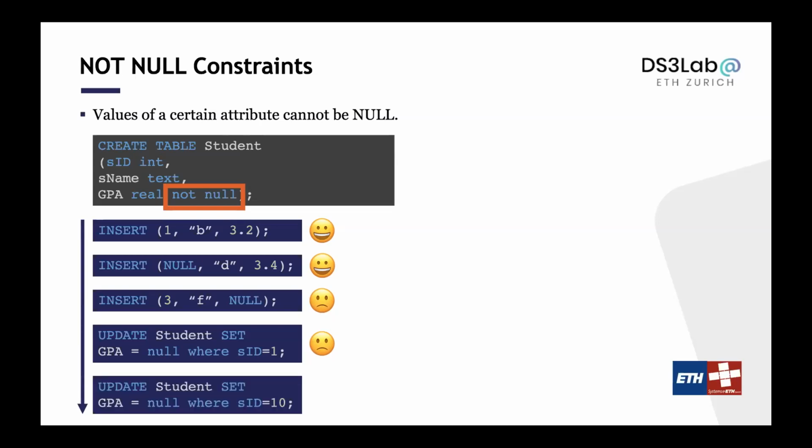But what about this query? Assuming we have these first 2 tuples already in my database, I run a query to update the student table and set GPA to null where SID equals 10, not 1. The difference is that in my database, I do not have a tuple whose SID equals 10. When I run this, I will make no changes to my data, because I don't have any tuples satisfying this where condition. So in this case, the database is going to be okay.